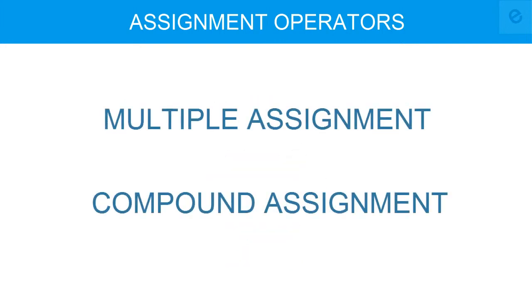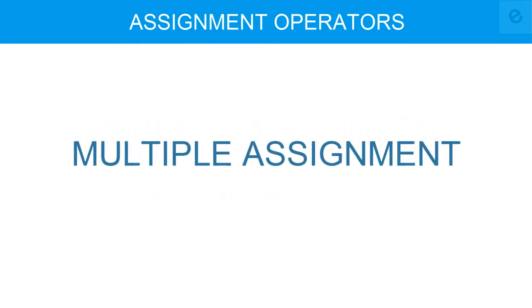Now we would be talking about the types of the assignment operator. The first one is the multiple assignment, while the second one is the compound assignment. So let's start with the multiple assignment. By the name only we can tell that multiple means many, while we all know the meaning of assignment, that is assigning the values.